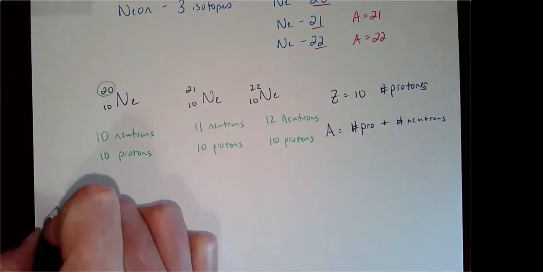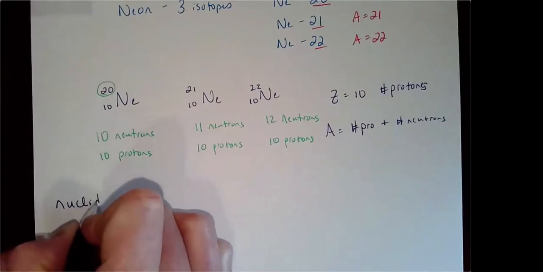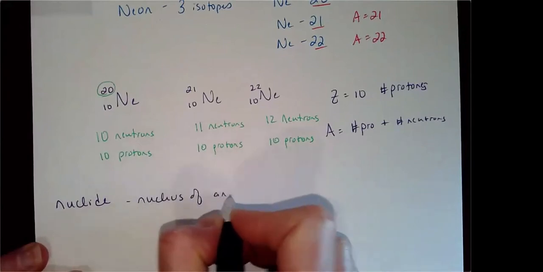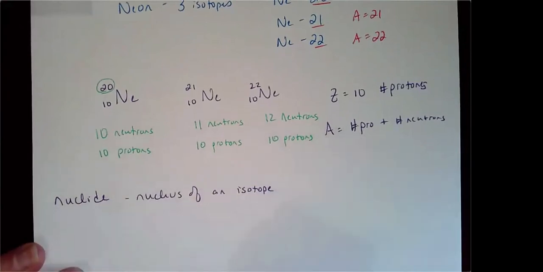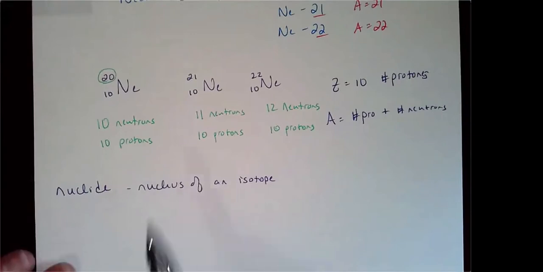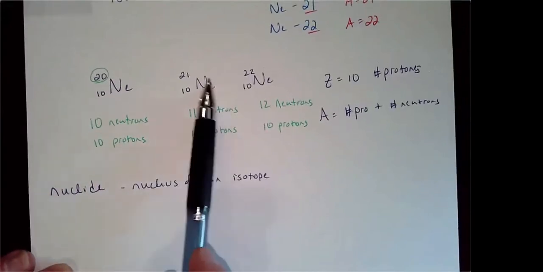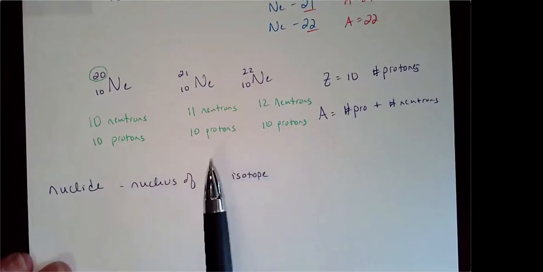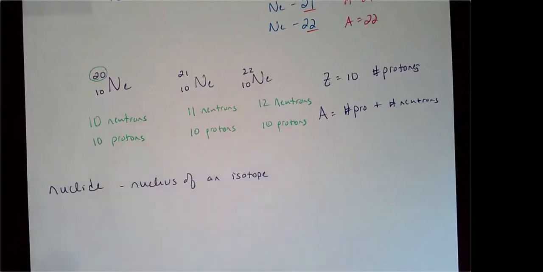All right, some terminology. We're going to think about things in terms of nuclide, and a nuclide is the nucleus of an isotope. So in nuclear chemistry, we kind of have a different language. This would be a nuclide of neon. This would be a nuclide of neon. This would be a nuclide of neon. And these are all going to be very different because they have differing numbers of neutrons.